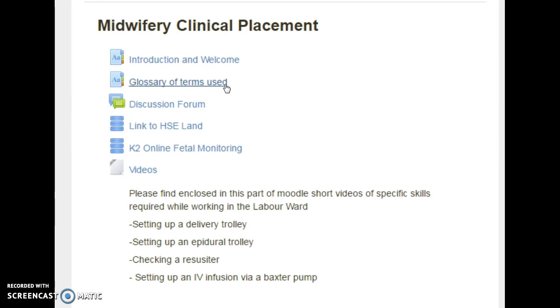Next, I'll have a glossary of terms used, and again, this will be to introduce any new terms, the likes of blended learning, that they have not been using before in clinical placement.